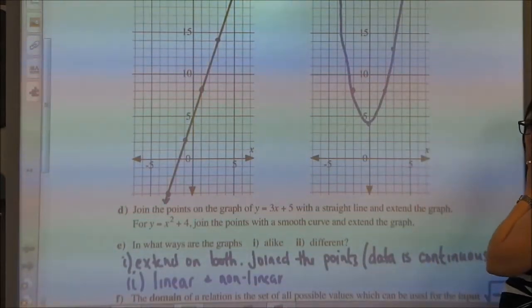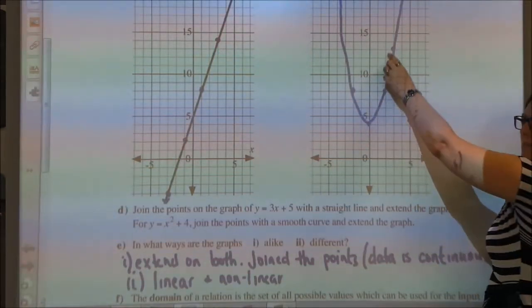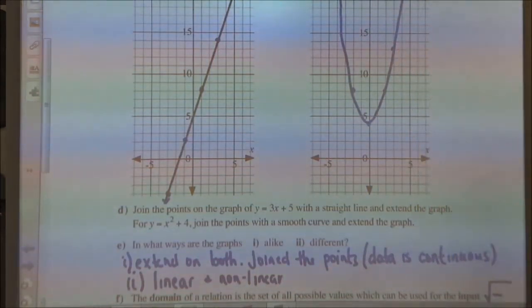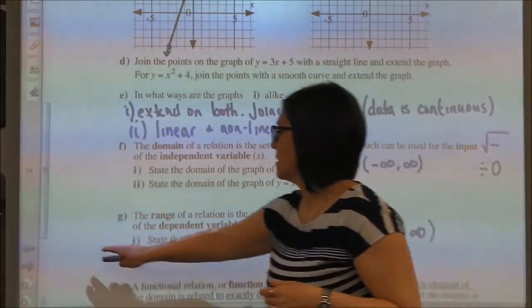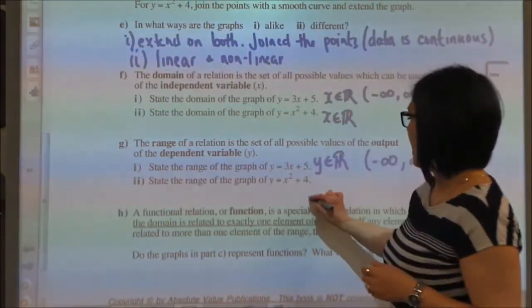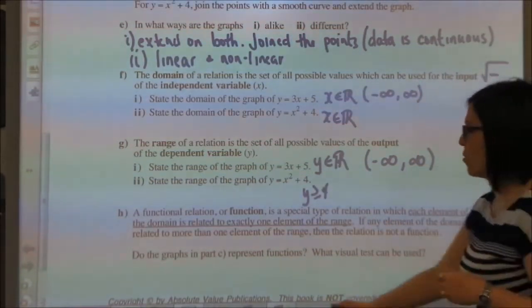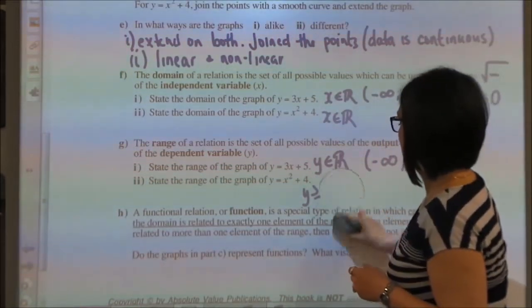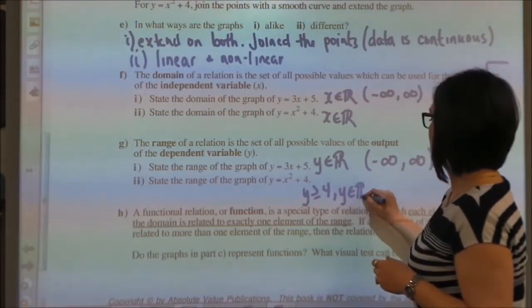Where does the graph start at? 4. And then it goes up. So on my picture it goes to 20, but can it go past 20? Yes. So we can write that in two different ways. I can say that y is going to be greater than or equal to 4. So I have to use my inequality symbols. And y is a real number.